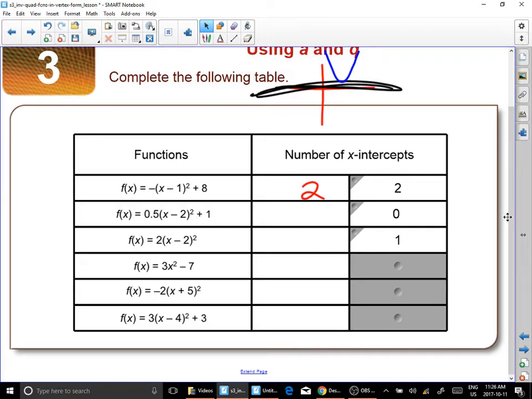What is the vertex? Correct, and it's pointing. So that means there's... Do you believe that, Scott? Do you think there's two? You should. There is two, because it's below the x-axis and it's pointing up.